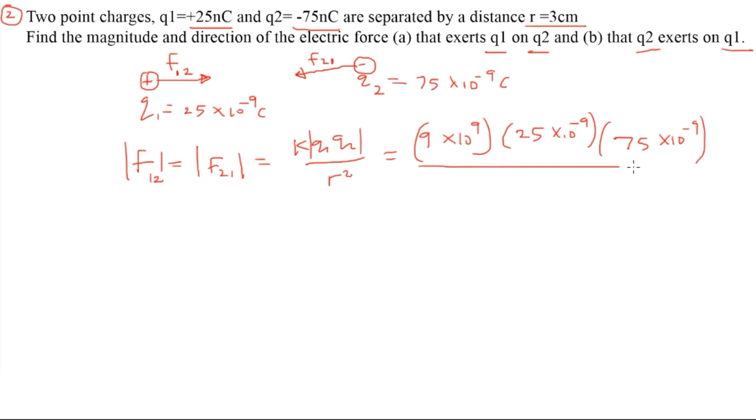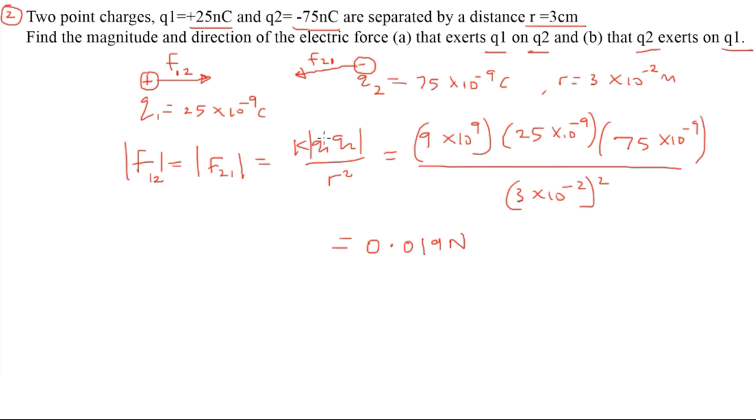Nano means 10 raised to the power minus 9, over distance squared. The distance r is 3 centimeter, and centi means 10 raised to the power minus 2, so we just have to square that, 3 times 10 raised to the power minus 2 squared. If you press this correctly on your calculator, you should have 0.01875, which is the same thing as 0.019 newton. That's the magnitude of the forces.